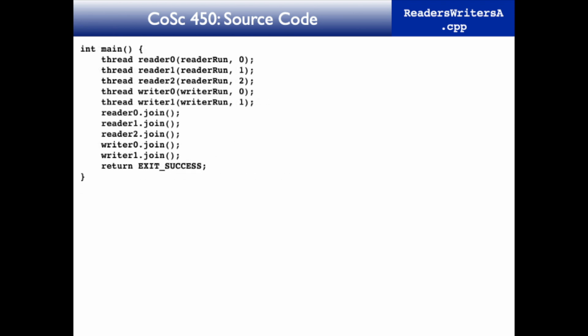And then here's the main program. In the main program, we just start up 3 readers, and we start up 2 writers. We give the readers IDs of 0, 1, and 2. We give the writers IDs of 0 and 1. And then we just join them all, and that's it. Okay, so now let's do a little demo.